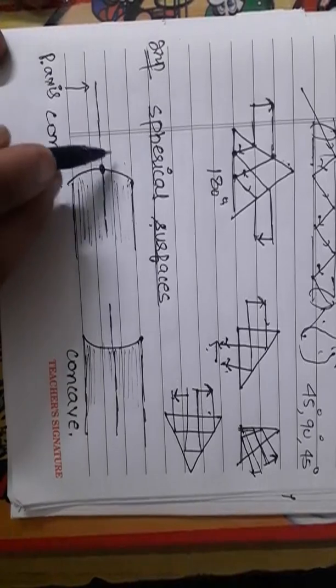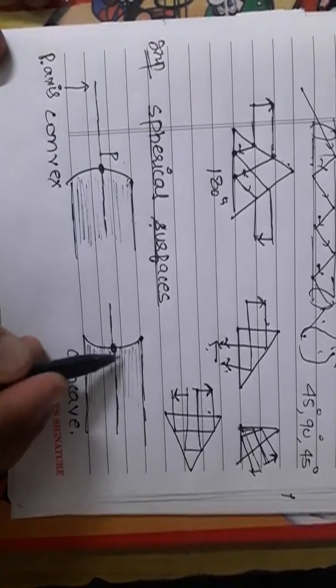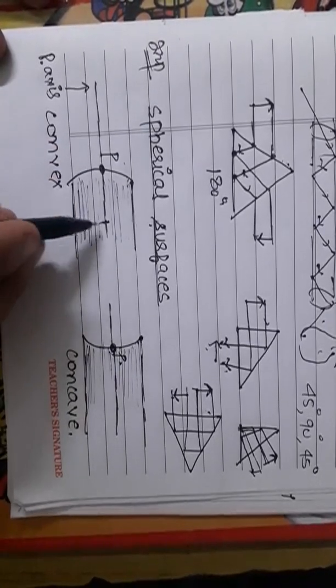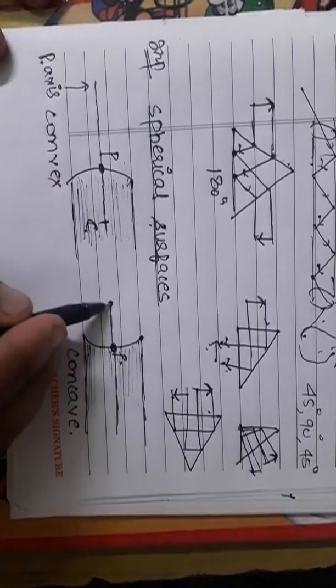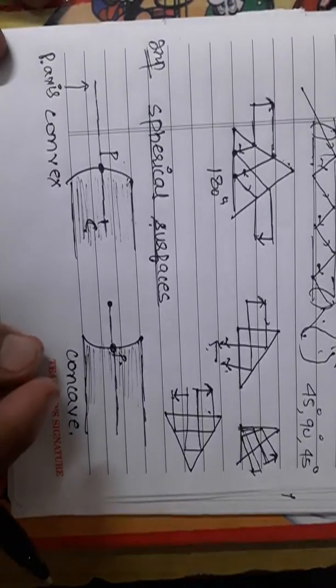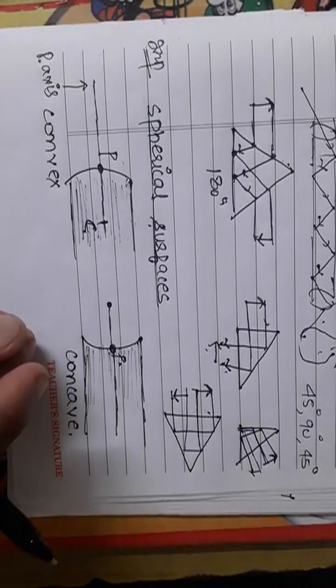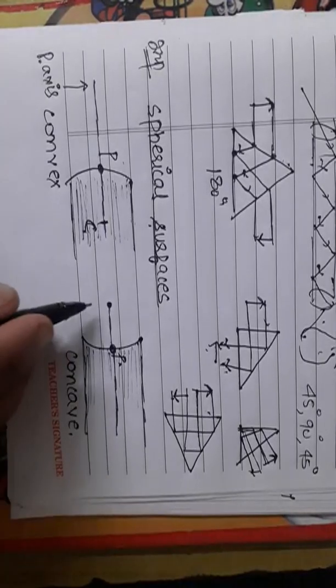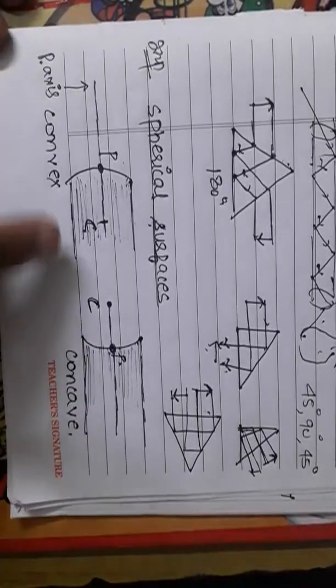This is the point, you know all of it. It is called pole. There is only one point that is called C in this case, and C is called center of curvature. Instead of focus, nothing here; only one thing is drawn, the center of curvature.